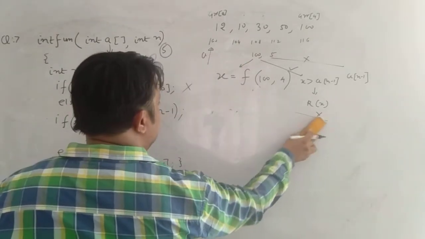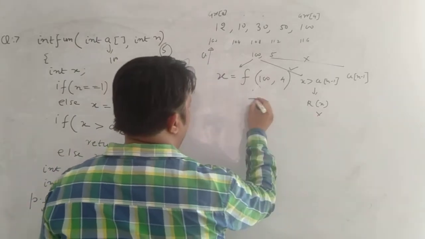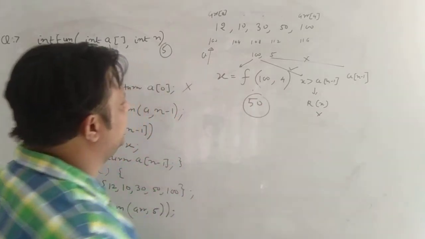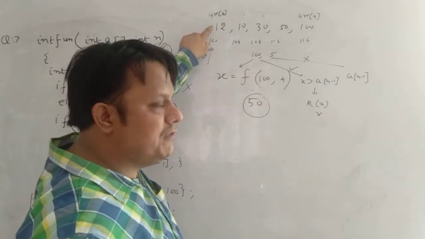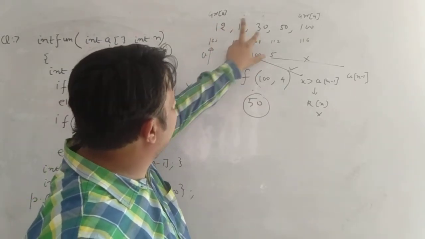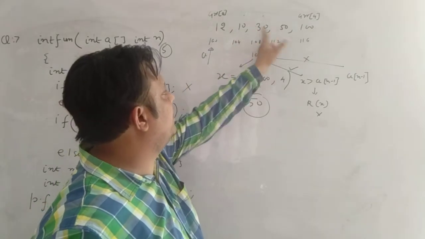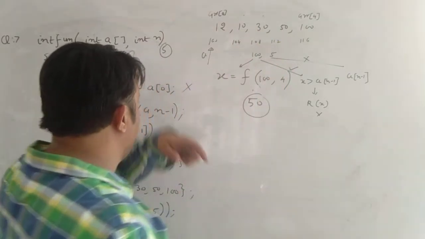So can you see the pattern here? What is happening? What this function is basically doing is returning the maximum value. Initially from 12 and 10, we were returning 12. Now from 12 and 30, we are returning 30. From 30 and 50, returning 50. Now we compare 50 and 100.